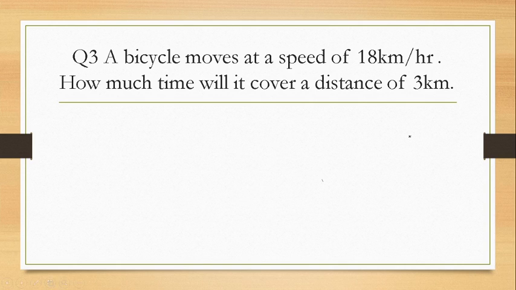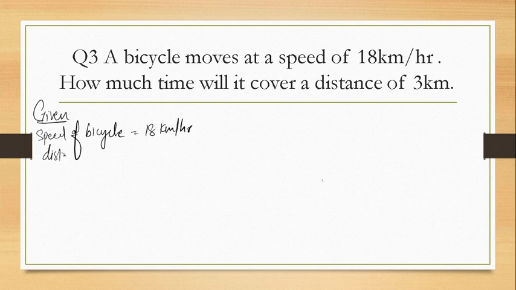Next. A bicycle moves at the speed of 18 km per hour. How much time will it take to cover a distance of 3 km? Very simple. So what is given? Speed of the bicycle, which is 18 km per hour, and the distance here is 3 km. So what do you need to find? You need to find time.